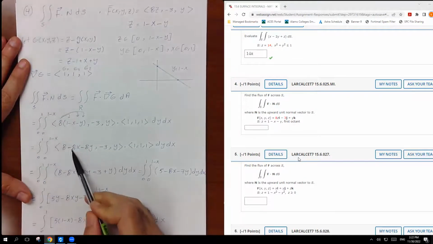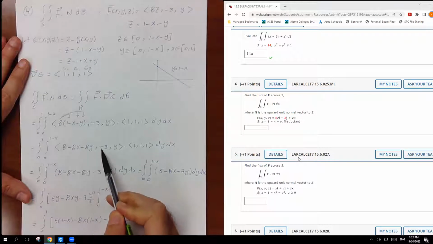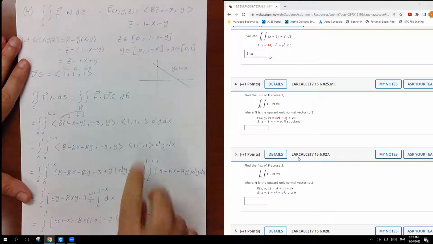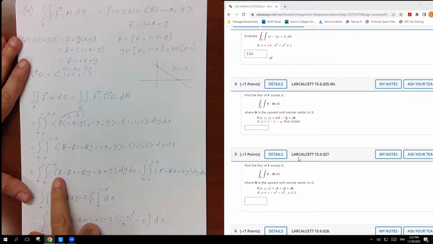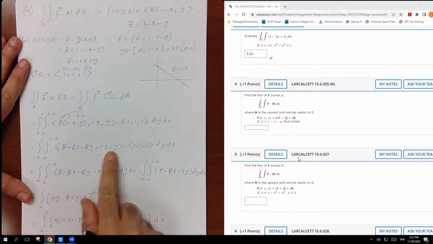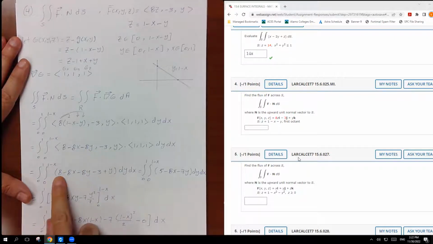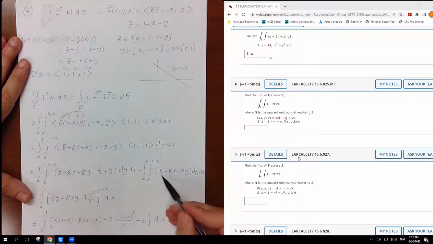So it's going to be 8 minus 8x minus 8y, and here is negative 3 and y. Do the dot product with 1, 1, 1. So it's going to be this one plus negative 3 plus y. Combine the like terms. So it's going to be 5 minus 8x minus 7y dy dx.